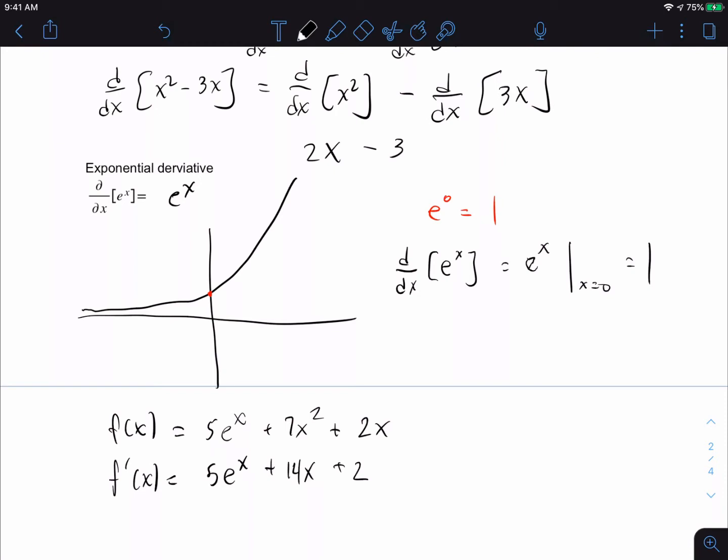E to the x. You guys want me asking 10 questions on the derivative of e to the x for the exam? It makes it really, really easy for you to be successful, which is cool, right?